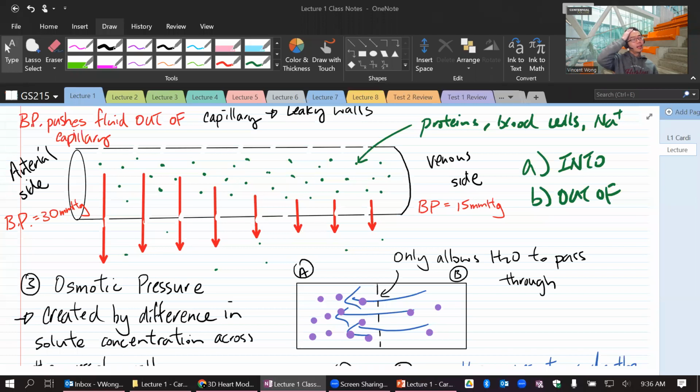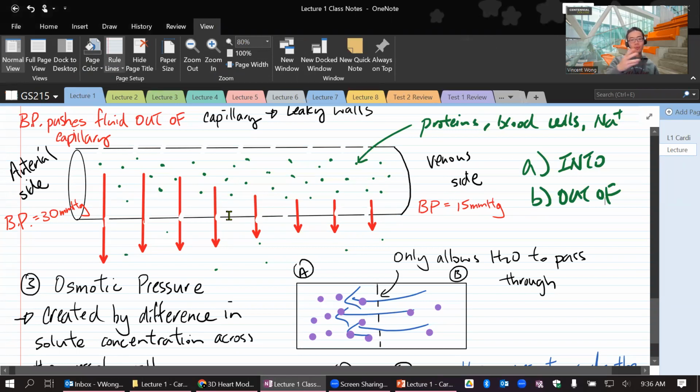Okay. Let me try to explain this again. I think I understand why you guys think it's going to be going out. The people who chose B, I think you're focusing on the green dots. You're like, oh, of course the green's going to go out because it goes from high concentration to low concentration. We're not talking about the green dots, because these proteins, these blood cells, are too big to leave the capillaries. So we're just focusing on the fluid, which is mostly water. Will the fluid go into the capillaries or out of the capillary?